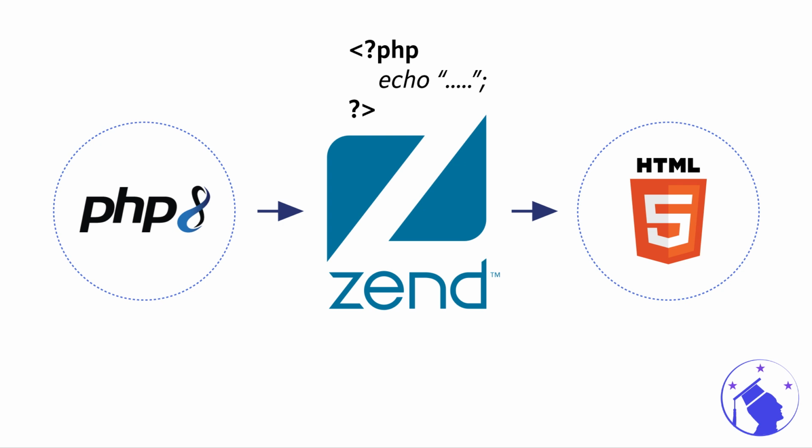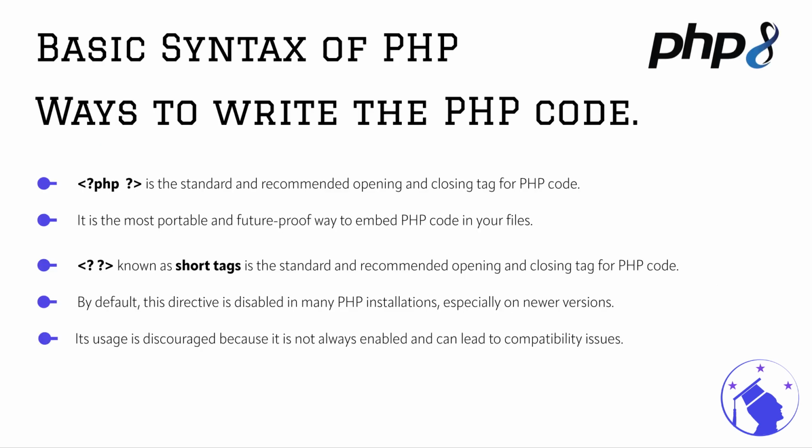output the result. As we have seen previously, the standard way to open and close a tag is by adding the opening tag, then appending php without space, then your code, and finally the closing tag. This is the recommended opening and closing tag for PHP. It is always enabled and supported across all PHP configurations, and it is the most portable and future-proof way to embed PHP code in your files.